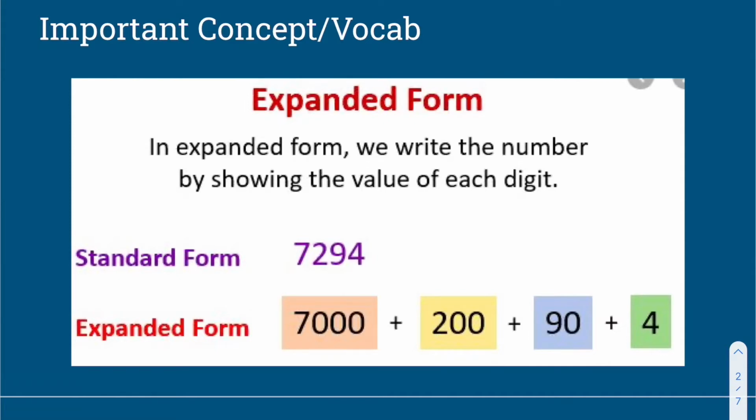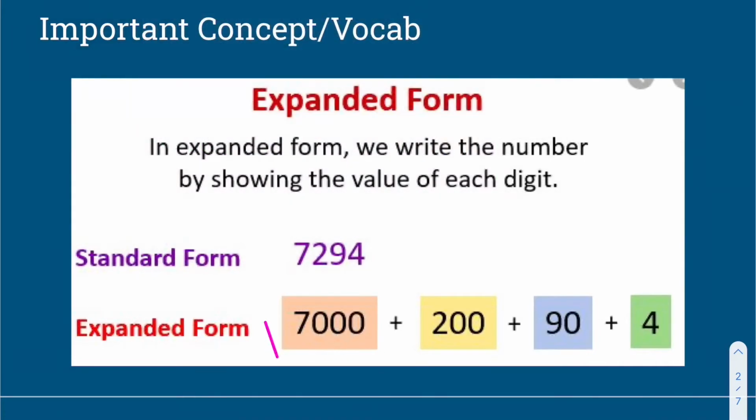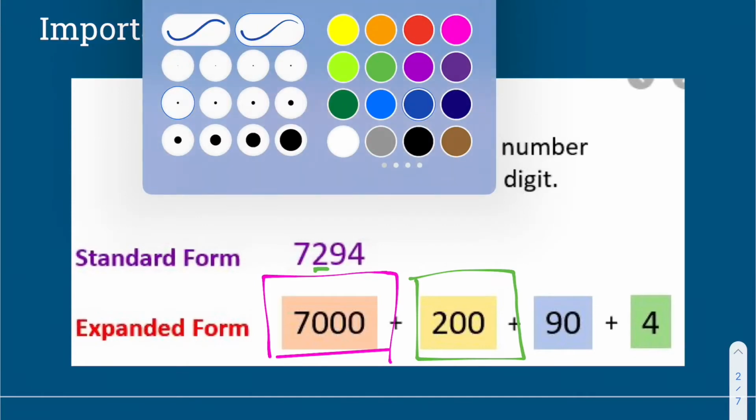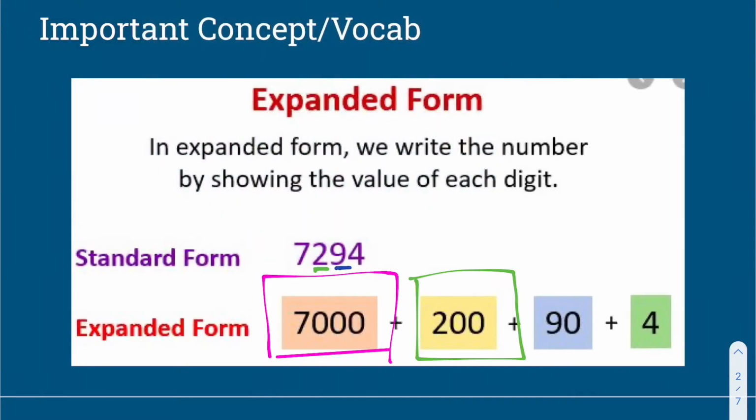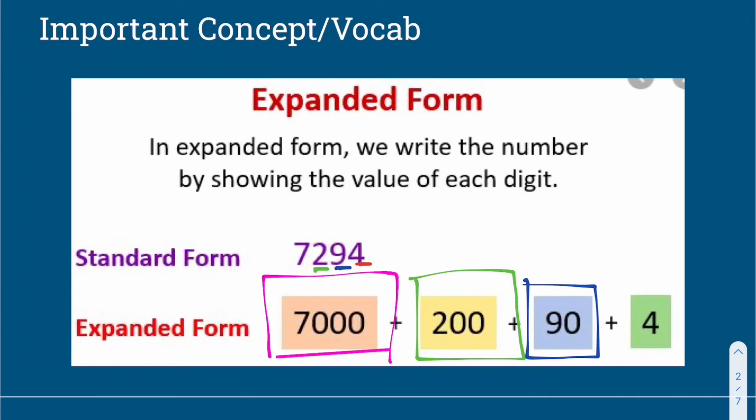Now, how you break that number up is you look at each of the digits. You know 7 is in the thousands place, so that means 7,000. Then, the 2 is in the hundreds place, so that one is 200. And the 9 is in the tens place, so that means 90. And the 4 is in the ones place, so no 0 is needed, it is just the number 4.